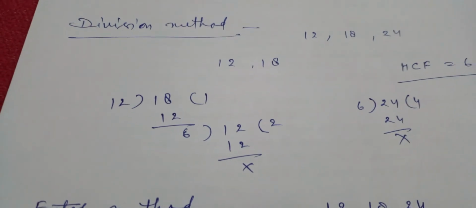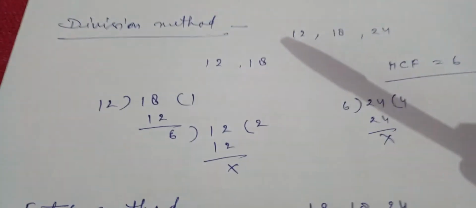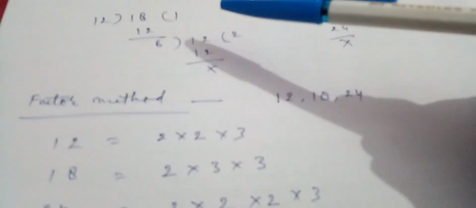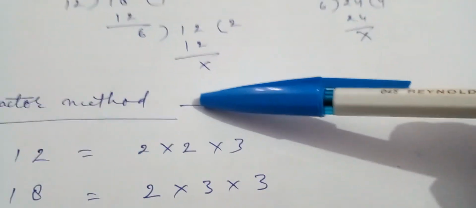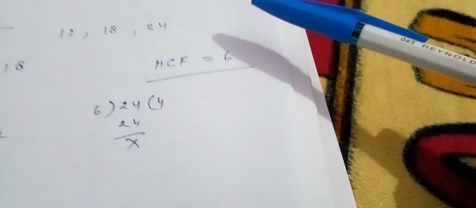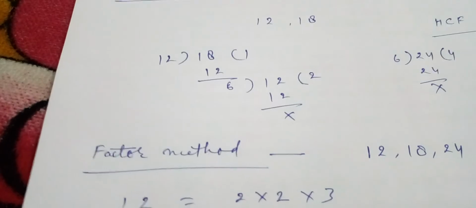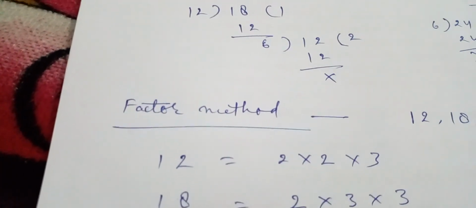So we can find out the HCF by the division method and by the factor method, and the result will be the same. Here HCF is 6 and here HCF is 6. So both these methods are easy to find out HCF.